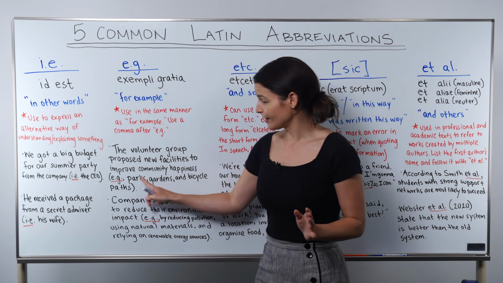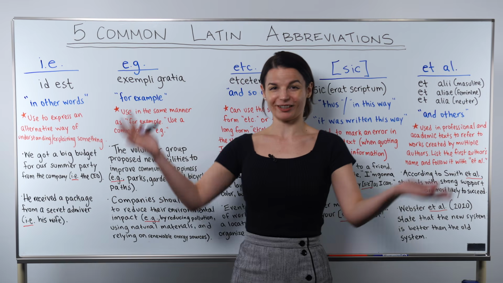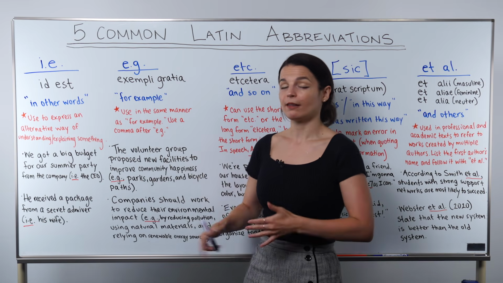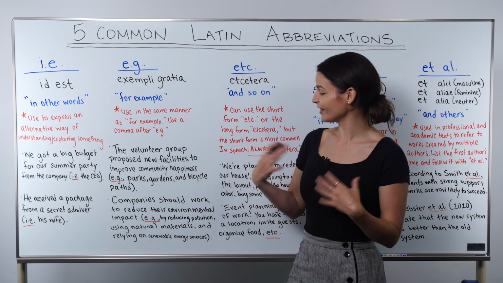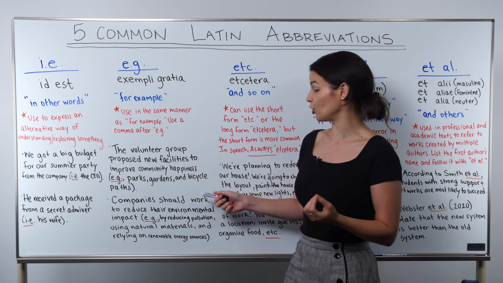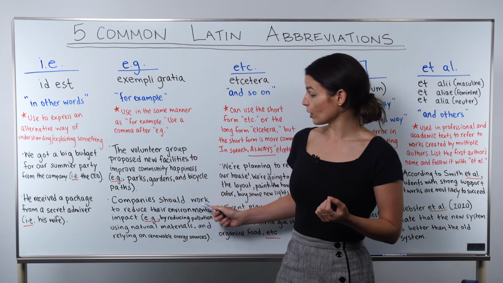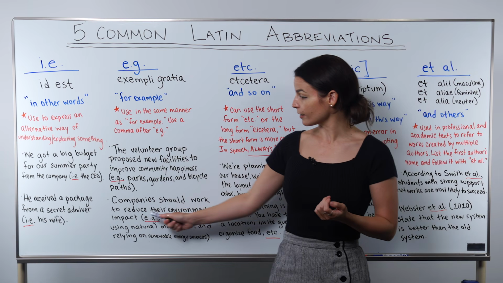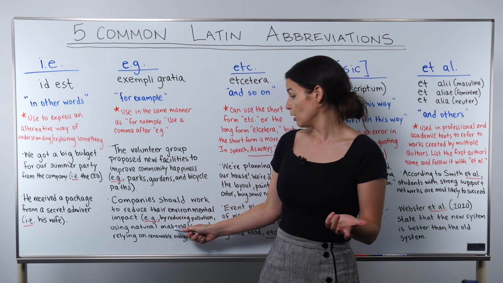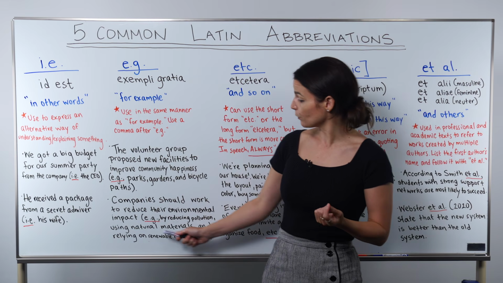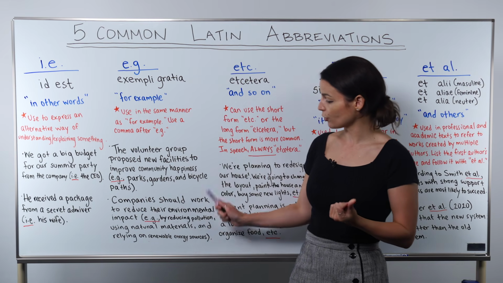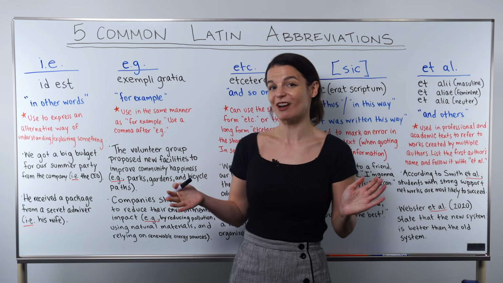Also note, this list does not mean everything in the proposal, right? These are just some example items included in the proposal. Okay, let's take a look at the second example of e.g. Companies should work to reduce their environmental impact, e.g., by reducing pollution, using natural materials, and relying on renewable energy sources. Okay, so a long example sentence.